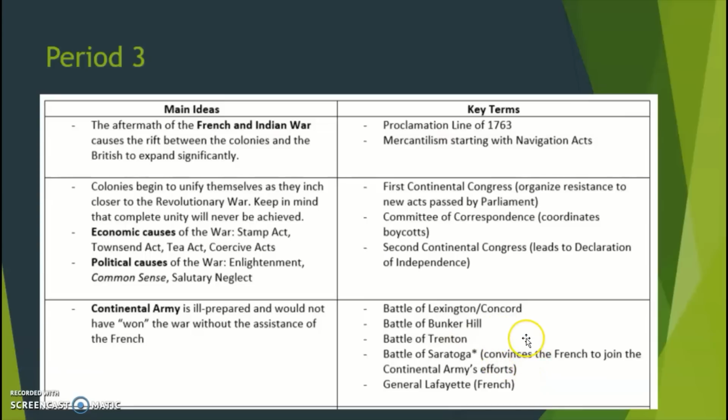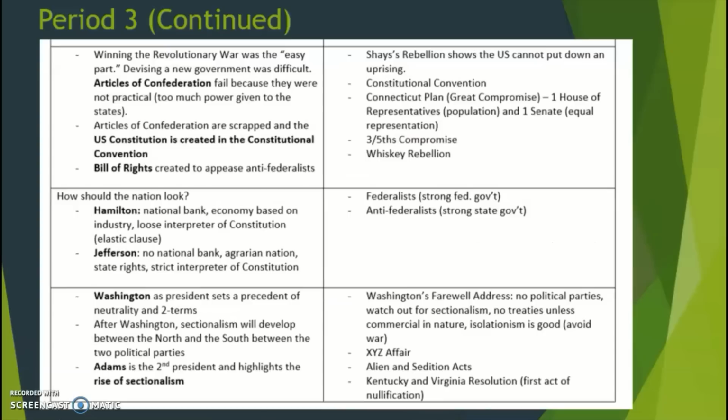If I had to tell you to remember one particular battle, it would be Saratoga, because that is going to be the turning point of the Revolutionary War, as the French are going to join the colonists, as they do have an axe to grind with the British as well. And General Lafayette being important in terms of his military background in training troops.